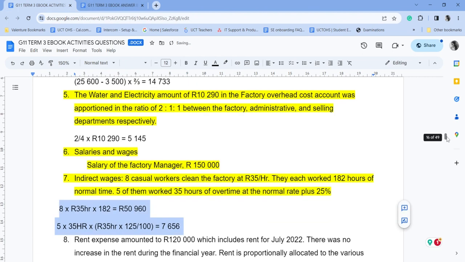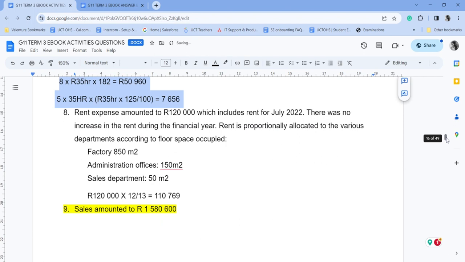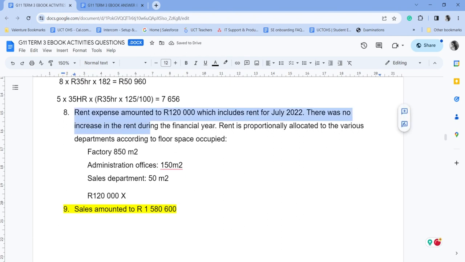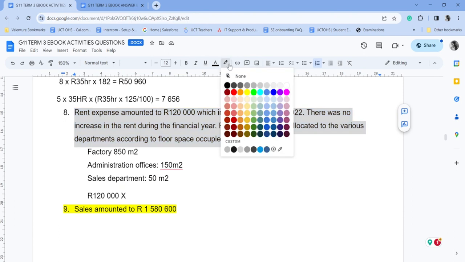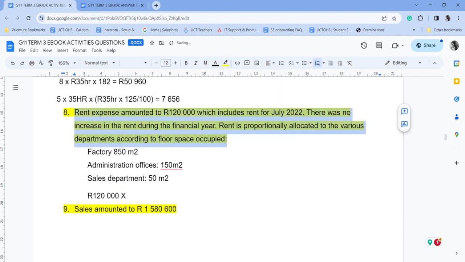So I can move on to the next account, rent. So here they're giving us information again. They're saying rent expense amounts to 120,000, which includes rent for July. Okay, so this is very critical because already you can see here that in the information they're telling us that we paid more than what we're supposed to pay. We paid for the next accounting year.